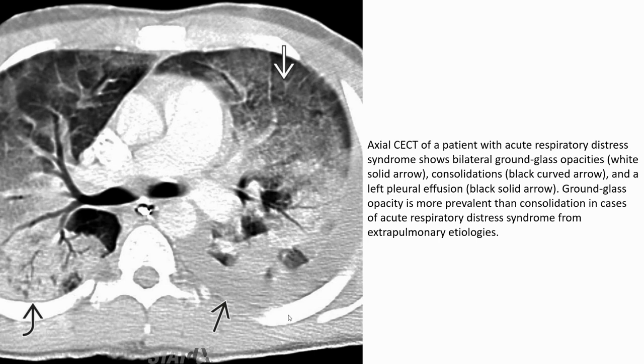Another contrast-enhanced CT of a patient with acute respiratory distress syndrome. There is bilateral ground glass opacity, consolidation, and a left pleural effusion. Ground glass opacity is more prevalent than consolidation in ARDS from extrapulmonary etiology.